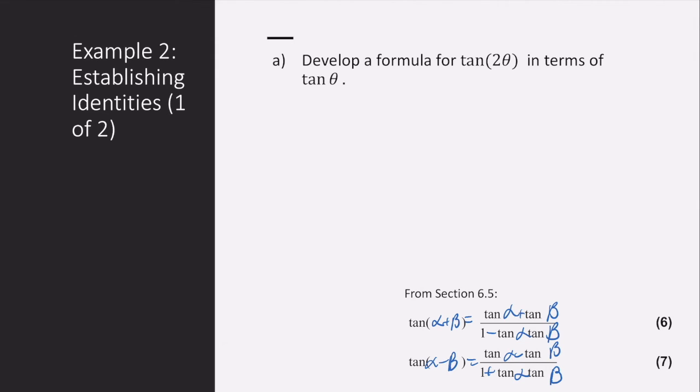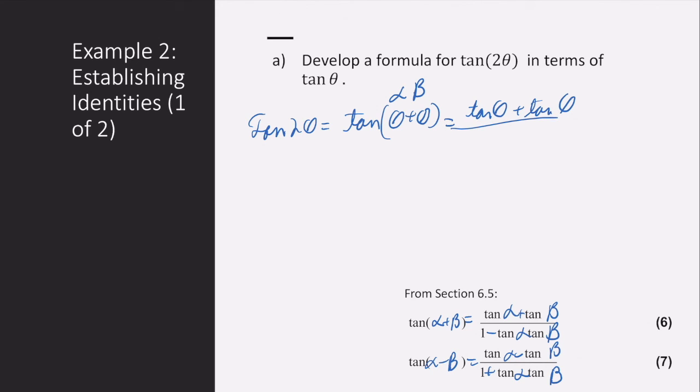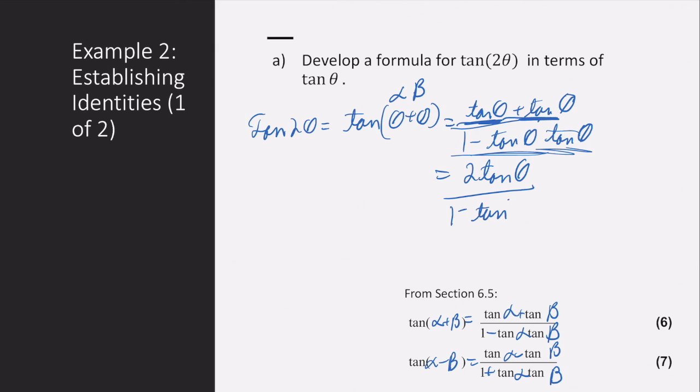So what we're going to do is rewrite tan of 2 theta as tan of theta plus theta. So that means theta is both my alpha and my beta. So I'm going to go ahead and substitute in tan of theta plus tan of theta over 1 minus tan of theta times tan of theta. And we're going to go ahead and combine like terms. So tan of theta plus tan of theta gives me 2 tan theta. And 1 minus tan of theta times tan of theta is 1 minus tan squared theta.